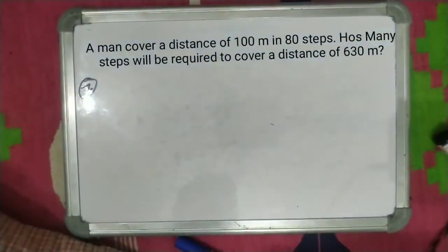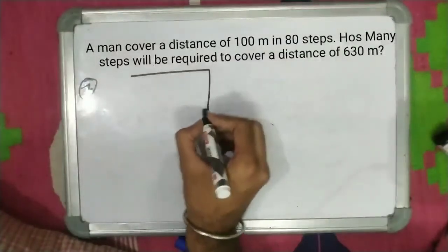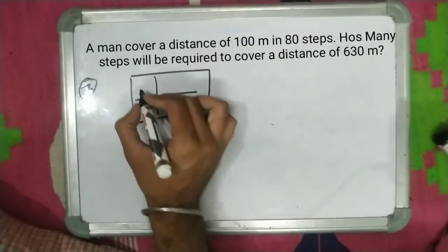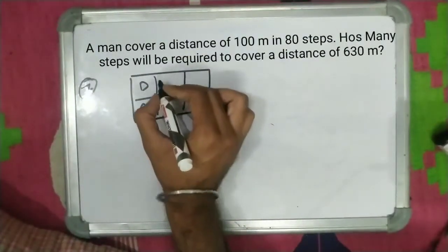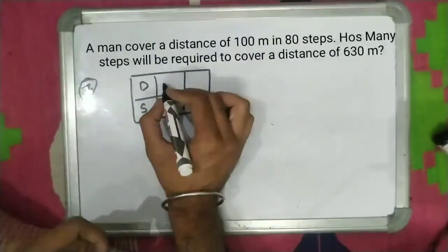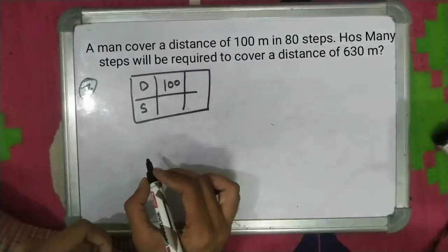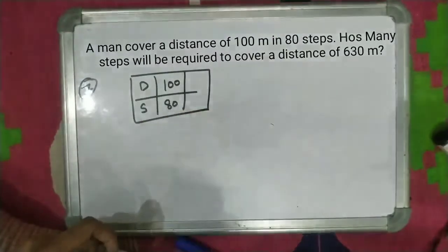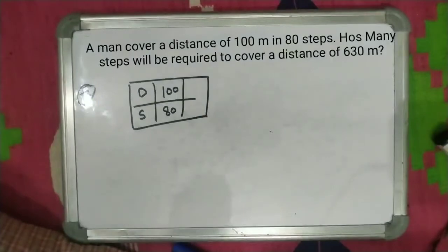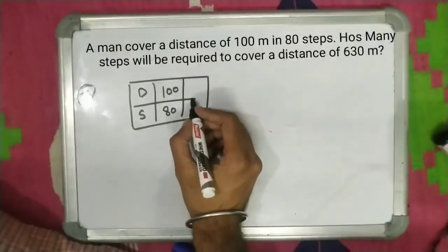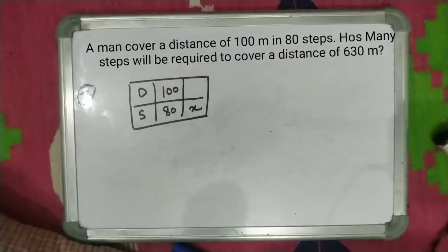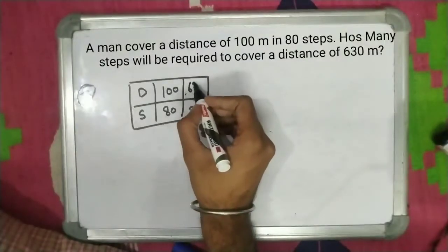Next question. A man covers a distance of 100 meter in 80 steps. So we have two things. First is distance and steps. So we have first thing, which is very important, 100 meter, and how many steps? You can check the statement, we have 80 steps. 100 meter in 80 steps. And second one, how many steps? So we need steps, so put here x. How many steps will he cover in 630 meter? So we need 630 meter.